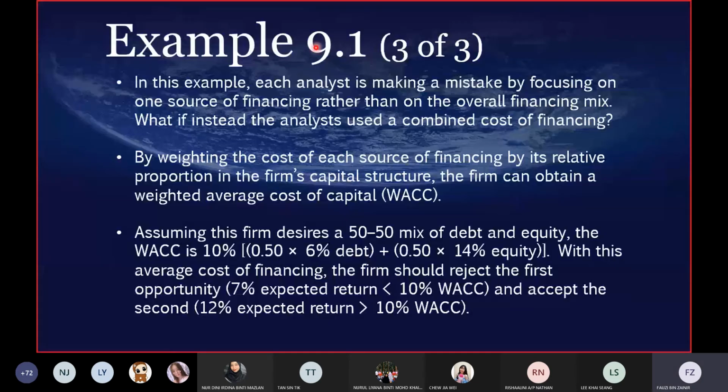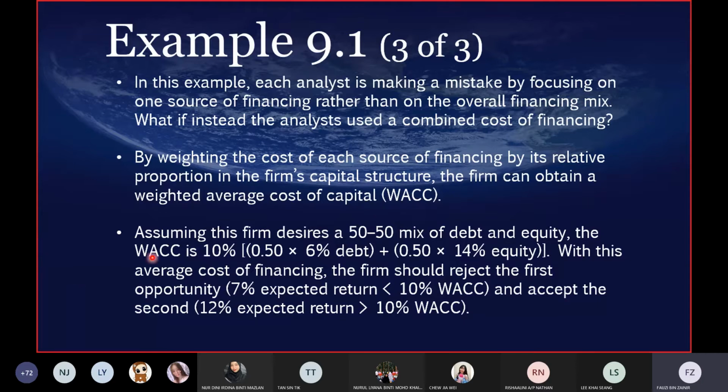So in this example, each analyst is making a mistake by focusing on one source of financing rather than on the overall financing mix. So what if instead the analysts used a combined cost of financing? By weighting the cost of each source of financing by its relative proportion in the firm's capital structure, the firm can obtain a weighted average cost of capital. That's what we call it, the acronym for it, WACC.